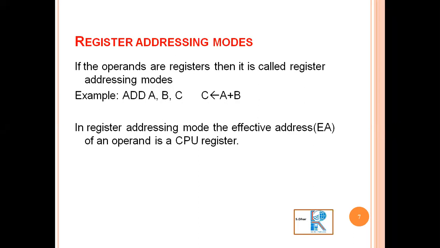Effective addresses, all are the registers. In this case, the register addressing mode, all are the registers. Clear? Here A, B, C, all are the registers. So the effective addresses in the register addressing mode are all registers.